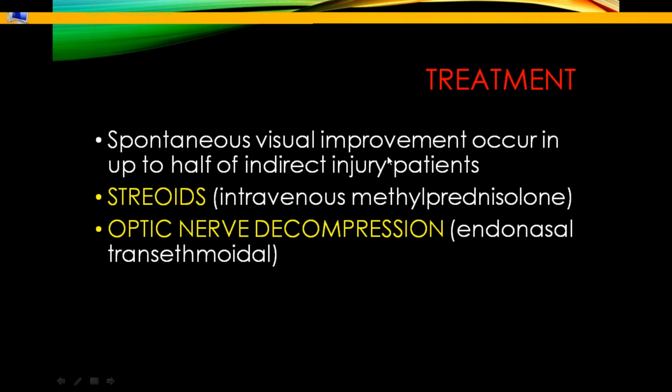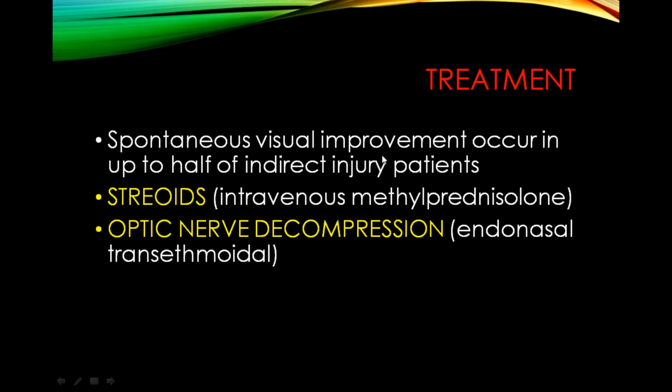Spontaneous visual improvement usually occurs in up to half of indirect injury patients. Steroids intravenously and optic nerve decompression can be tried. Whenever the patient has optic nerve injury, usually the prognosis is 50-50. But what is tried is giving intravenous methylprednisolone. When you give intravenous steroid, for some patients it is effective, but in the majority of patients the prognosis is poor. You can also try one more surgical option, that is optic nerve decompression, whenever there is edema of the optic nerve in case of traumatic optic neuropathy.